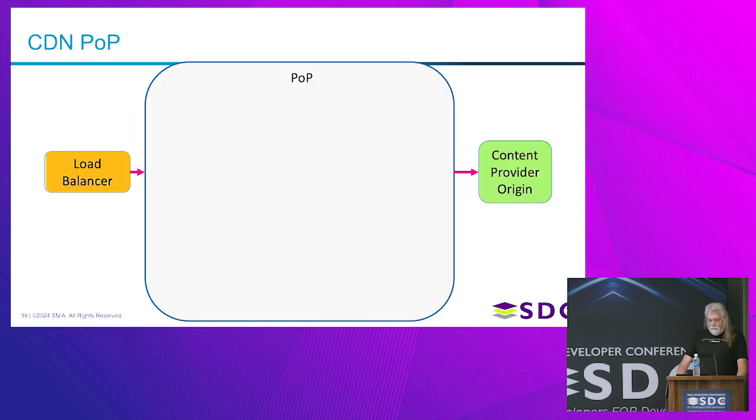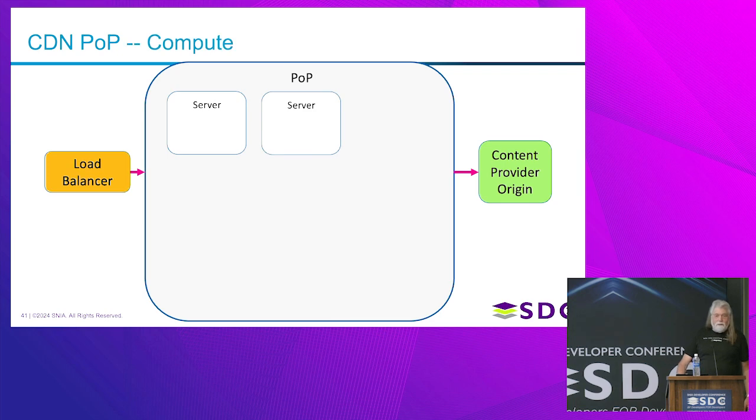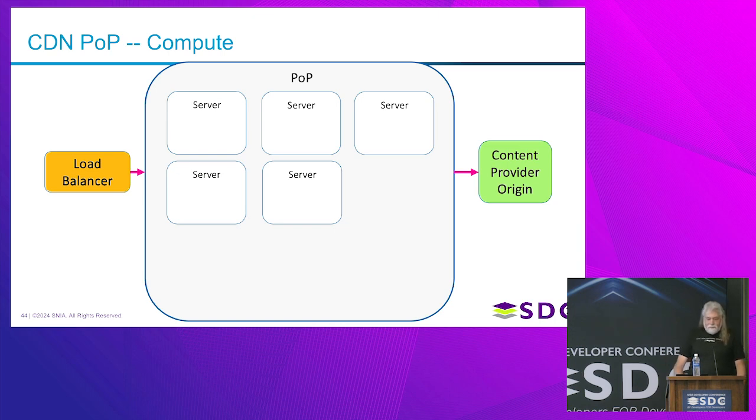So let's drill down a little bit on what would be inside the POP. Typically, you'll have some sort of load balancer out front that figures out how to spread load among all the various different servers that would be in a POP. And the POPs that are out there could be anywhere from just a couple servers to, in some cases, hundreds of servers, depending on what your content delivery network is and who's providing it.